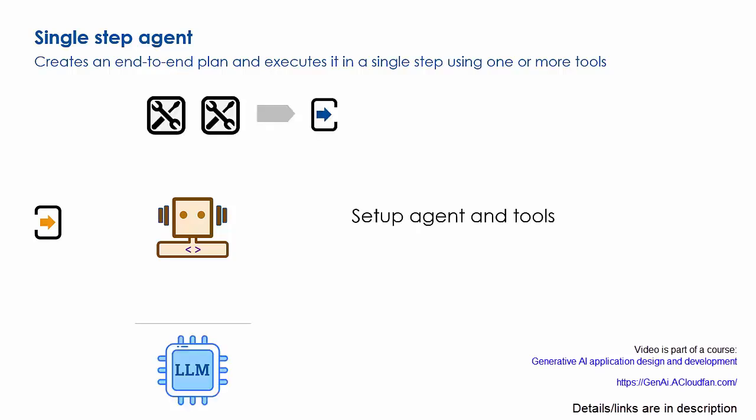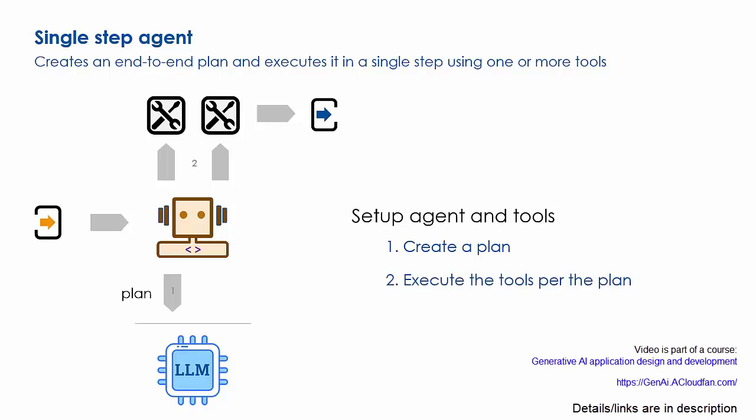Agent setup requires access to an LLM and one or more tools. When an agent is invoked, it uses an LLM to create a plan. The plan consists of execution of one or more tools. The agent executes the tools as per the plan. It consolidates the responses from the tools. It then passes the responses from the tools along with the plan to the LLM.